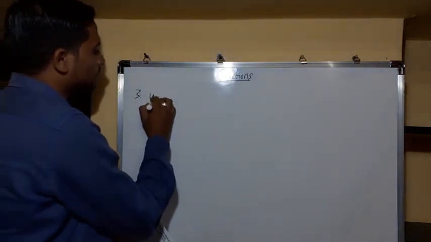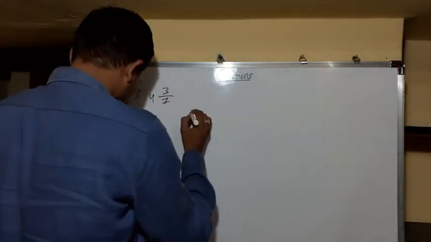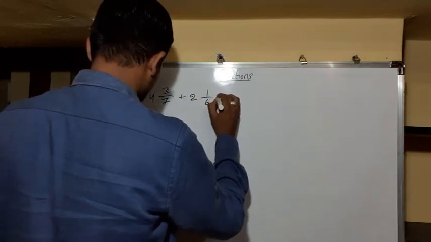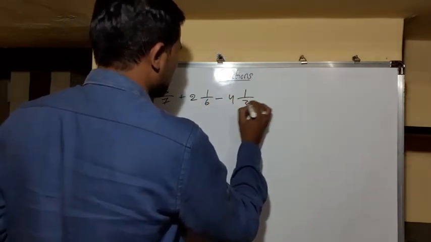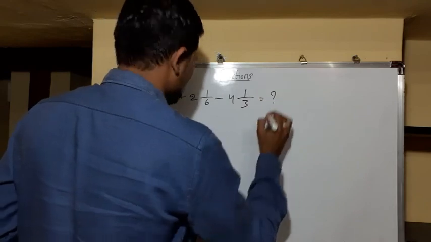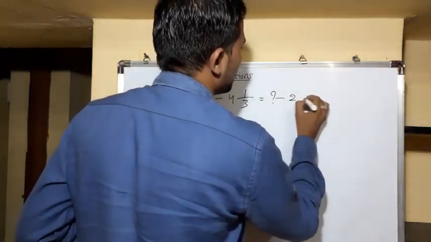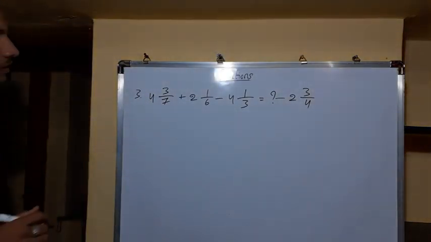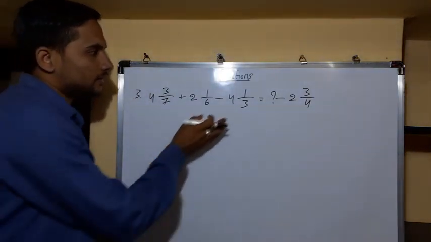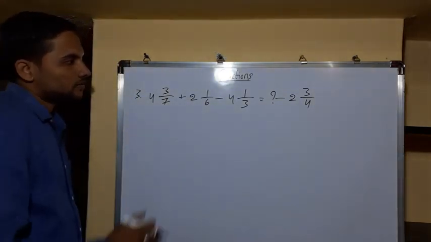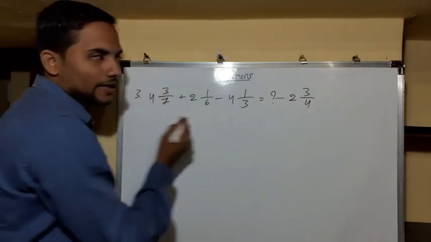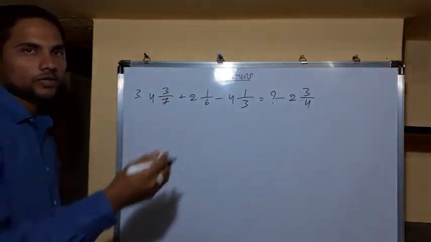So now coming to the last problem. 4 integer 3 by 7 plus 2 integer 1 by 6 minus 4 integer 1 by 3 is equals to question mark minus 2 integer 3 by 4. Okay, so whenever a problem like this appears friends, first step is you have to take the RHS part terms to the LHS side, right? And then do the simplification.